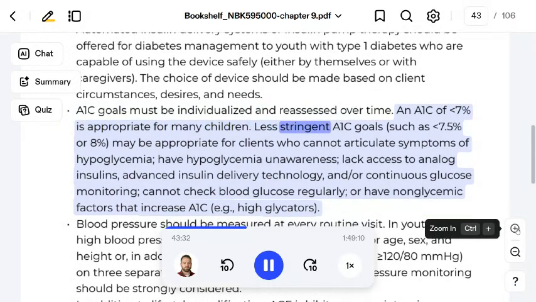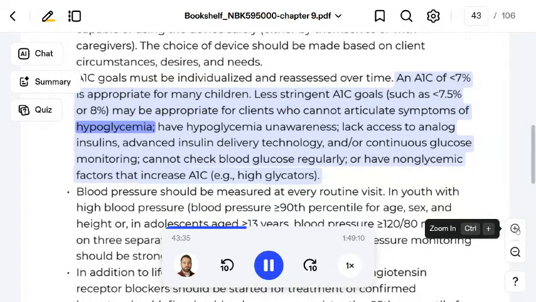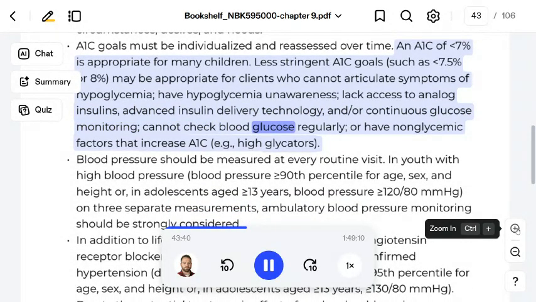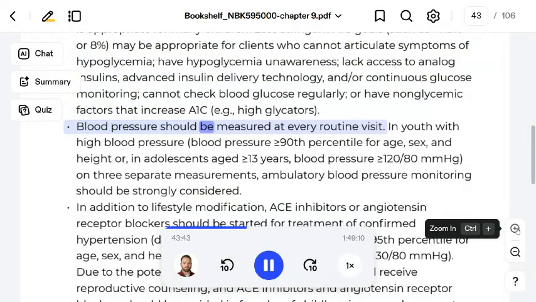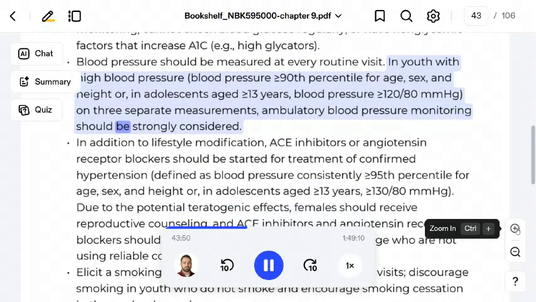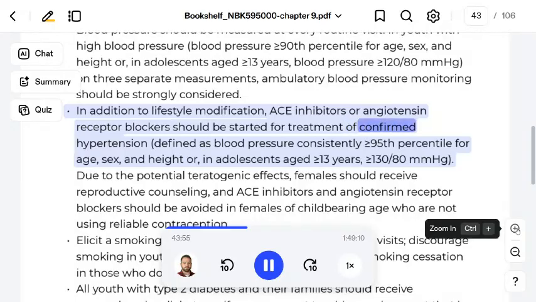Less stringent A1C goals may be appropriate for clients who cannot articulate symptoms of hypoglycemia, have hypoglycemia unawareness, lack access to analog insulins, advanced insulin delivery technology, or continuous glucose monitoring, cannot check blood glucose regularly, or have non-glycemic factors that increase A1C. Blood pressure should be measured at every routine visit. In youth with high blood pressure on 3 separate measurements, ambulatory blood pressure monitoring should be strongly considered. In addition to lifestyle modification, ACE inhibitors or angiotensin receptor blockers should be started for treatment of confirmed hypertension.